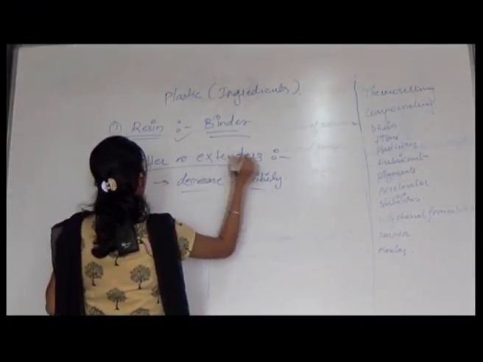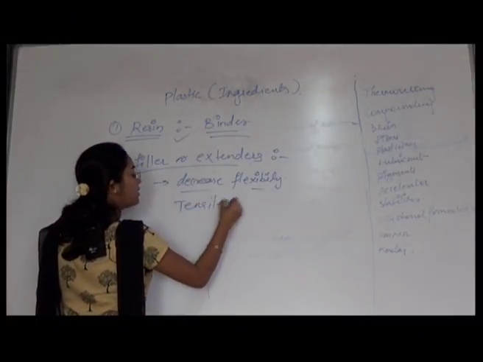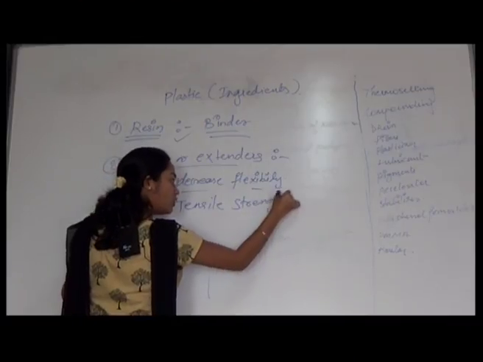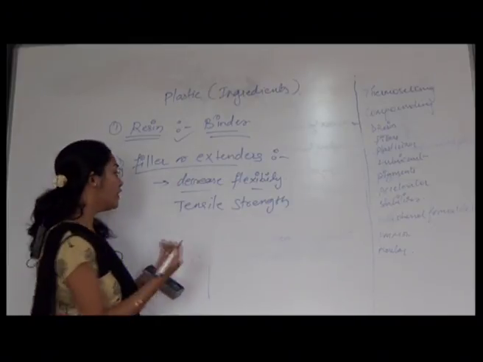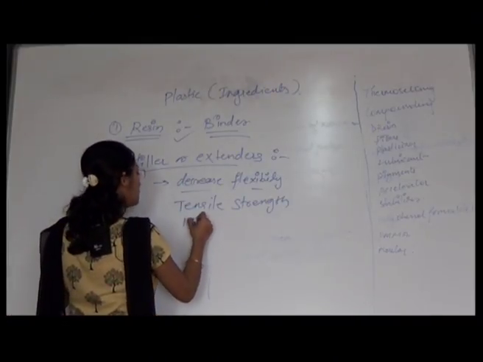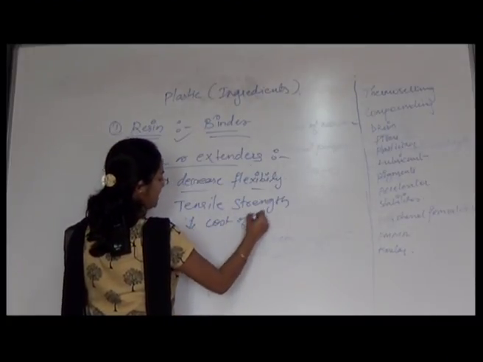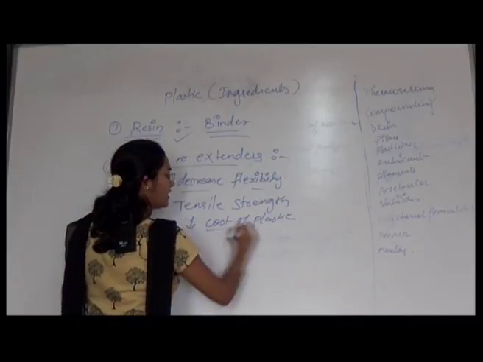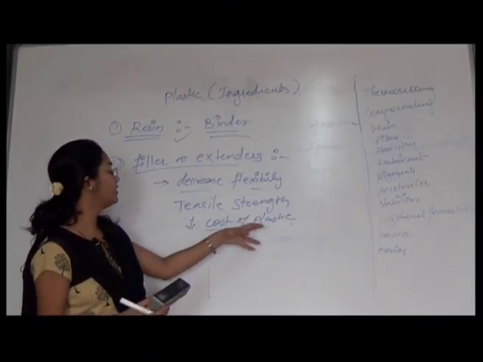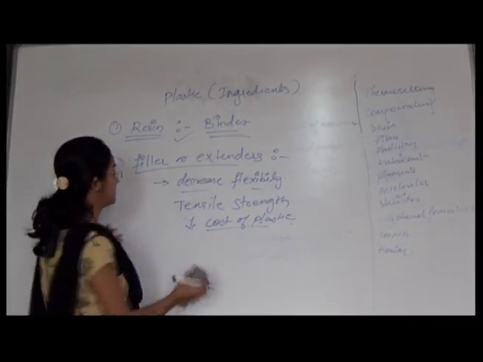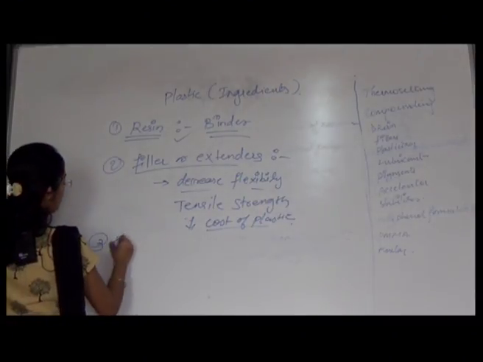By the addition of fillers, it also increases the tensile strength, or we can say it provides hardness to the plastic material. So this is the role of fillers or extenders. It is also used to decrease the cost of a plastic, because if fillers are added, more amount of plastic can be produced, and therefore it decreases the cost of a plastic. Then the next one is the plasticizer.